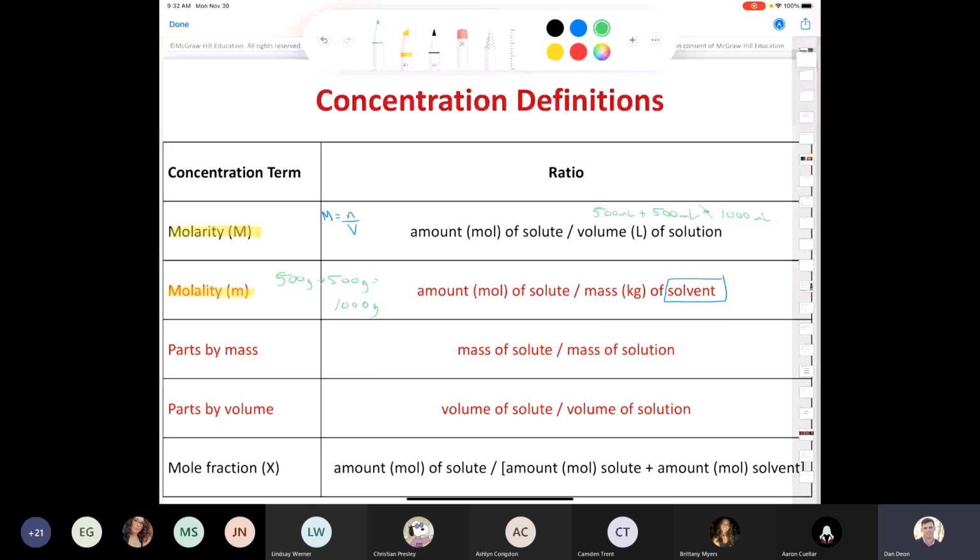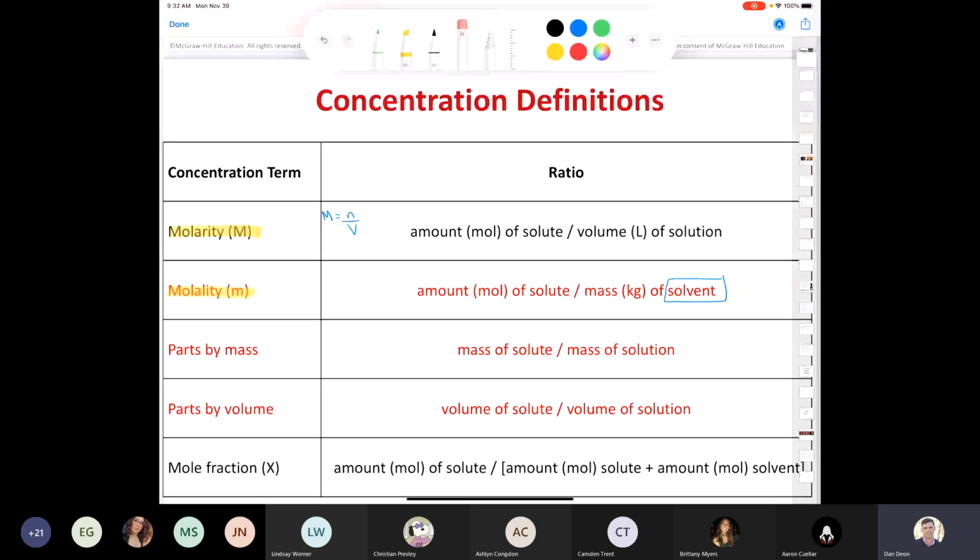And you might be wondering, well, why would that be? Well, that has to do with the way that the liquids interact with each other. So we can have a change in volume there. Based on those two reasons, you can see why molality has its place in chemistry and why it has advantages. The next ones are parts by mass and parts by volume.